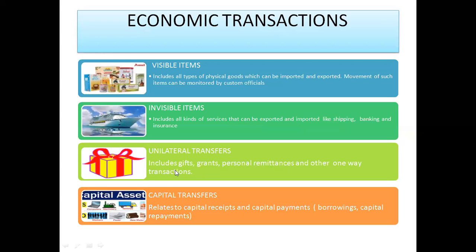So basically four types of economic transactions we are talking about that we are doing with the rest of the world. Yani ki whatever transactions India is writing in the BOP, which we are doing with the rest of the world, are these four types. First, we are including visible items. Visible items means we transfer goods from one country to another. For example, there are always imports and exports which take place.